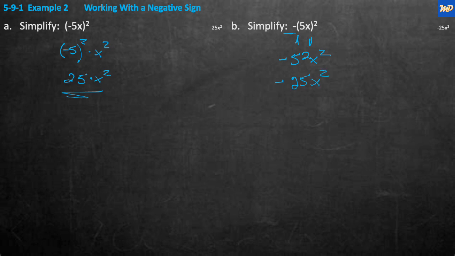25x squared. See, the negative just carried along because it's just going along for the ride. There was nothing to cancel that negative. The answer is negative 25x squared.